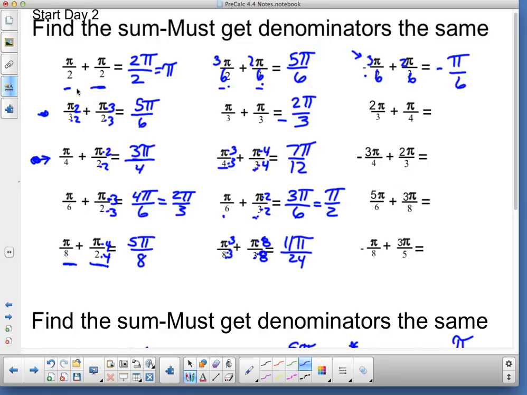Excuse me. This next one, I've got 3 and 4. I got 12, so I multiply by 3 on the right one, and here I multiply by 4. So I've got 8 pi on top and 3 pi, so I got 11 pi over 12.